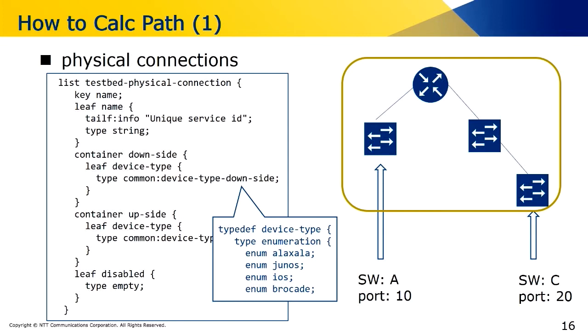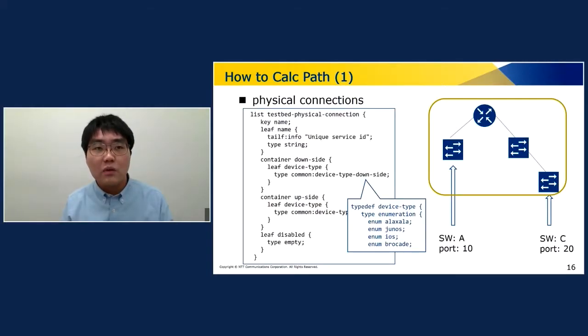In order to configure all intermediate transit switches, we have to list all switches between switch A and C. We want to know how each switch is connected. We define this service model of physical connections. It stores which switches and each port is connected to another switch. Of course, switches and routers are registered as devices. We can use YANG model validation. From this data, we can calculate the shortest path between any two switches.